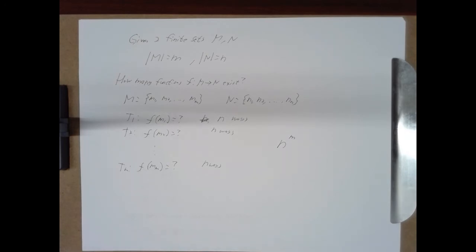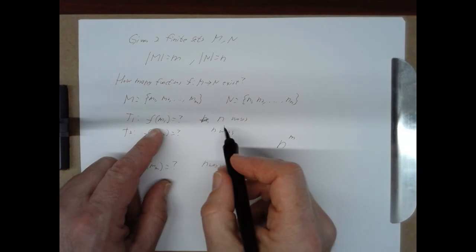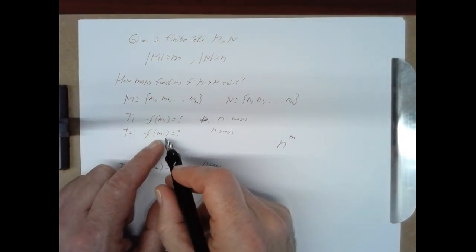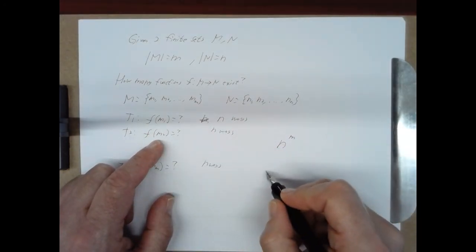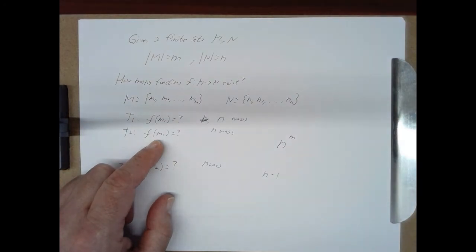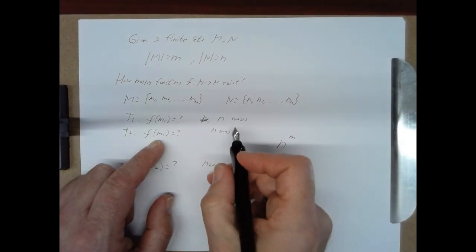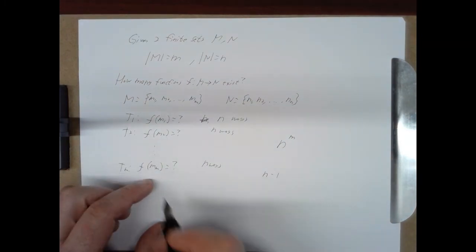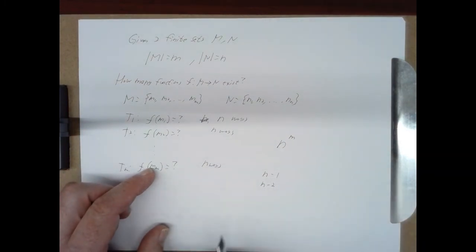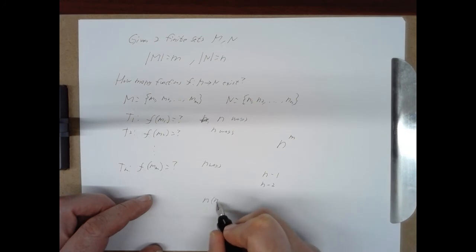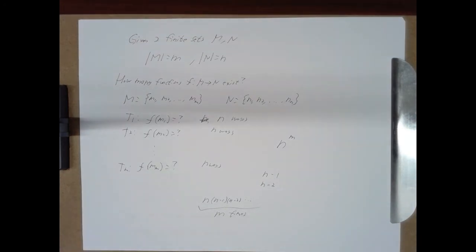Now if we want it to be injective, m1 can map to n possible values, but m2 can only map to n minus 1, because it can't map to the same thing that m1 mapped to. And m3 could only map to n minus 2, and so on, and so we'd actually get n times n minus 1 times n minus 2, a total of m factors. And if we wanted it to be surjective, it'll put even more restrictions on it. So lots of applications of the product rule.